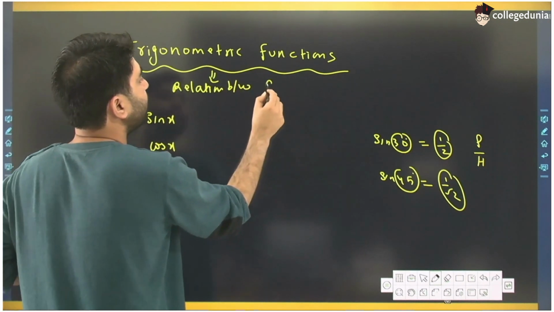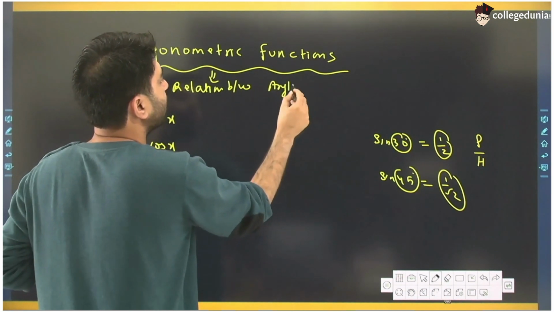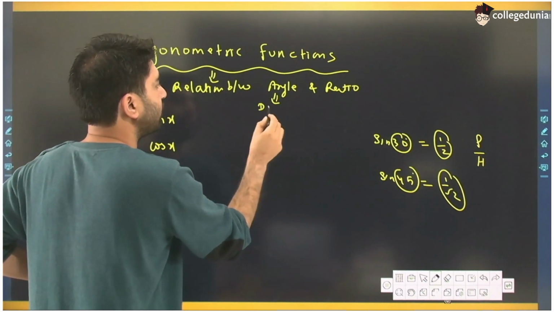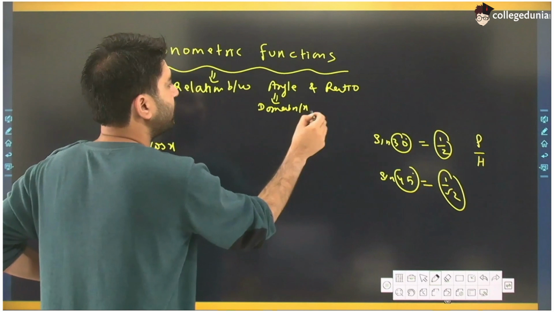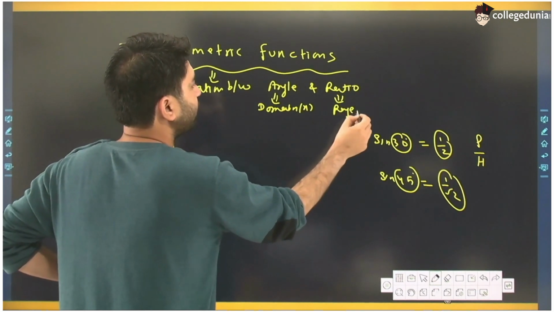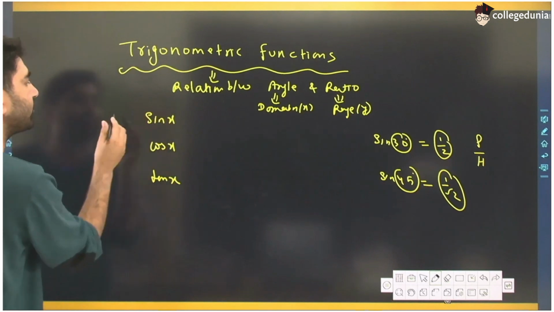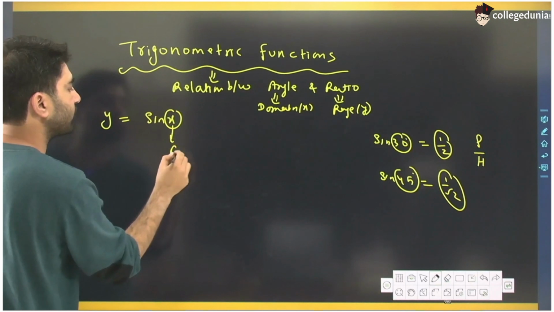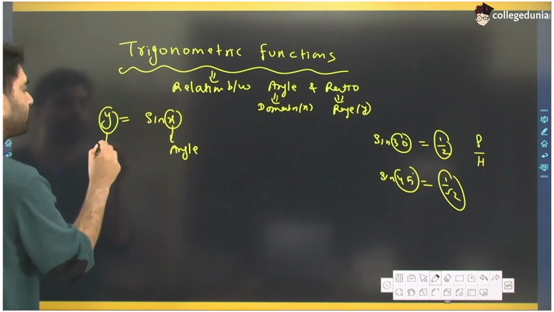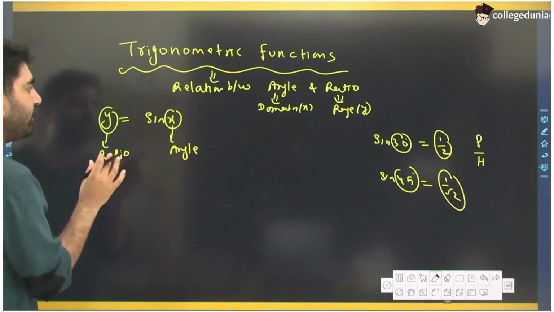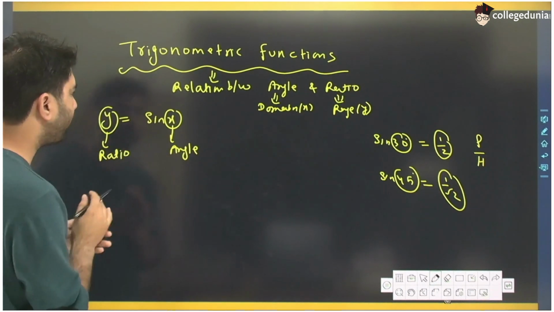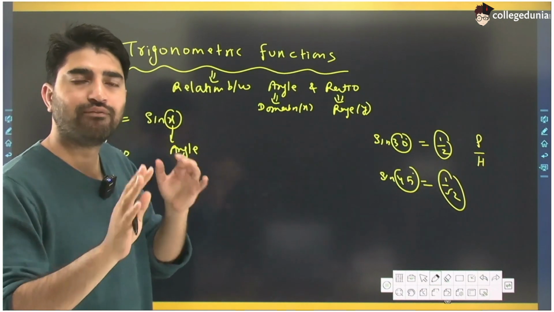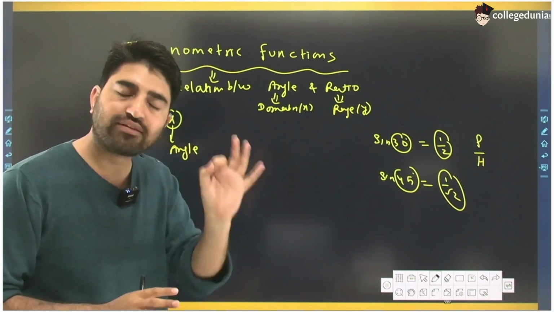between angle and ratio, where this angle is known as domain x and the ratio is known as range y. Let's say sin x is equal to y. So in this situation, this x is the angle and this y is the ratio. And we are calling it a function. Why? Because for every value of x, every x in domain will have only one image, exactly one image.